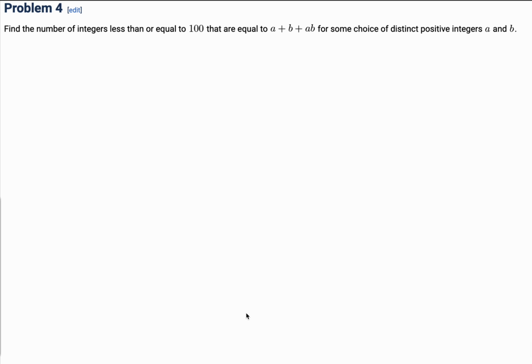2026 AIME 1 problem number 4. Find the number of integers less than or equal to 100 that are equal to a plus b plus ab for some choice of distinct positive integers a and b.